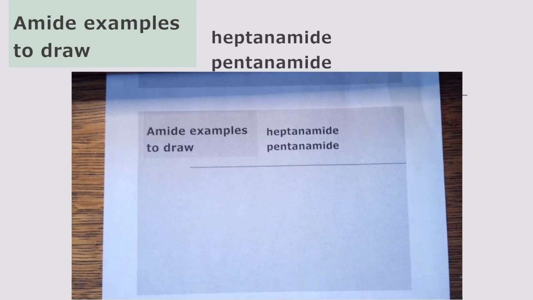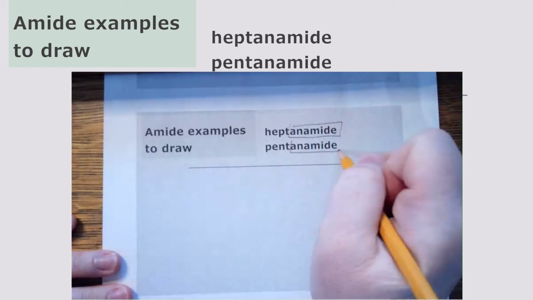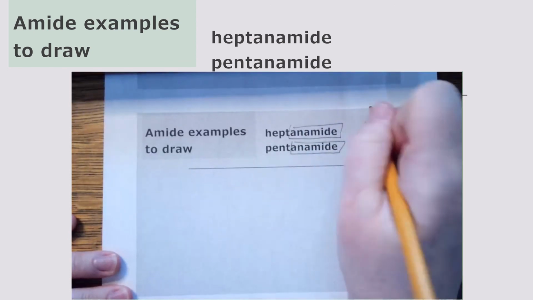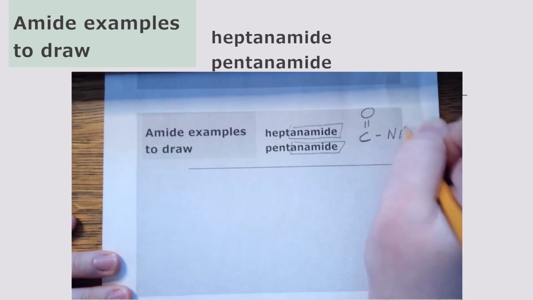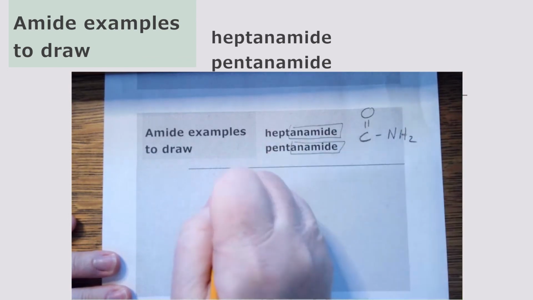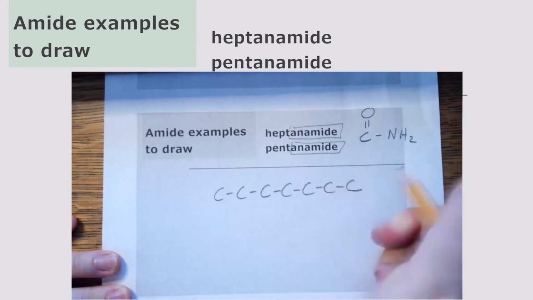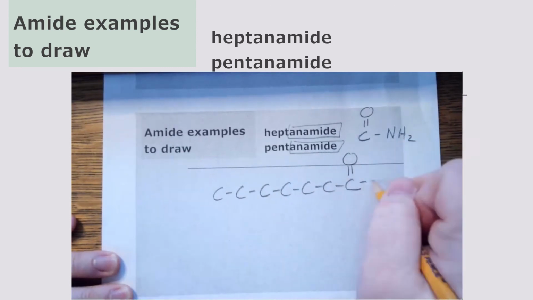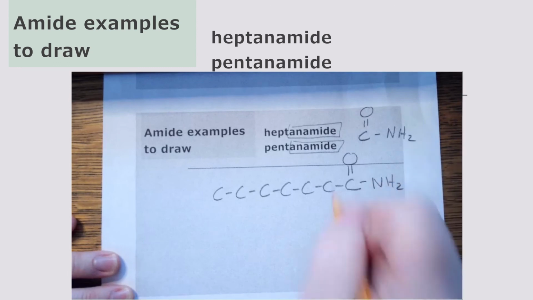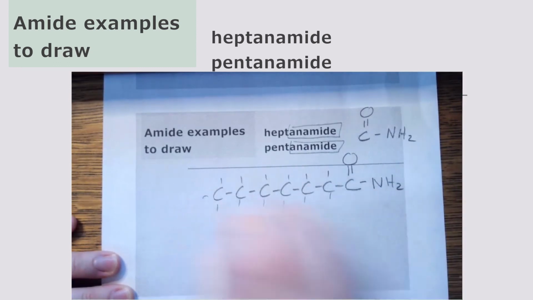All right, this is it. This is the end. So amide tells me it's an amide, which means a C double bond O with an NH2 at the end. So first I draw my chain. Hept is 7. 1, 2, 3, 4, 5, 6, 7. On the end carbon, put the functional group, add the hydrogens. Easy peasy, right?